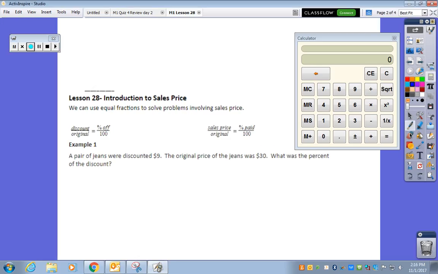So previously we had part over total equal to percent over 100. And now, instead of saying part and total, we're going to look at some different words. So we are going to be using discount, which is the amount of money. So this is a dollar amount that's taken off a sales item.